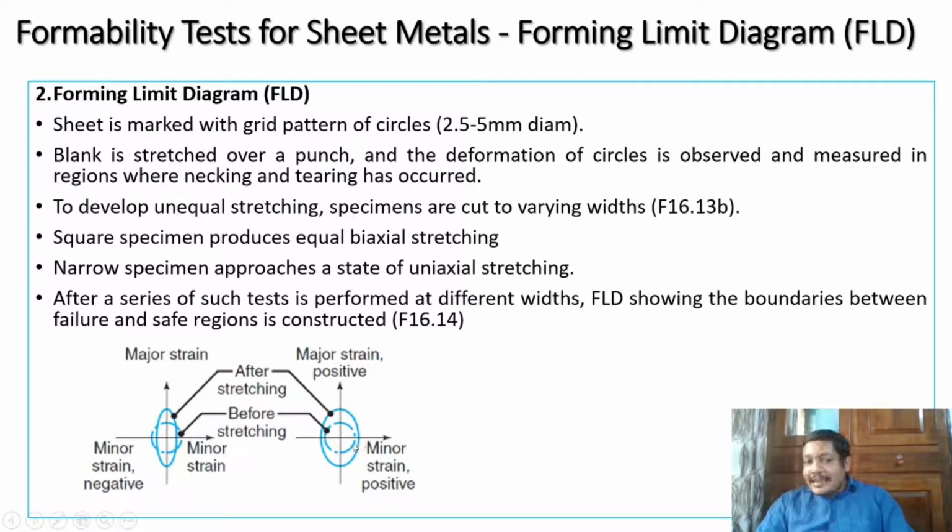So in that case, you will have it changing into an ellipse. You can see there will be a major axis and a minor axis. The major axis we call the major strain, positive direction is shown, and this is the minor strain, positive. So major axis and minor axis are required.